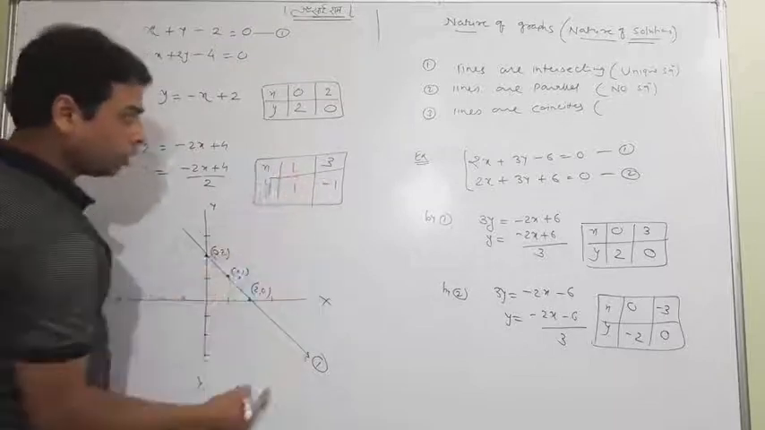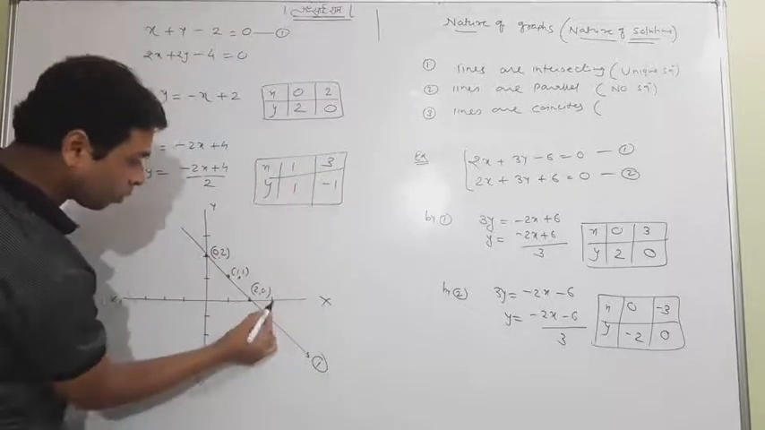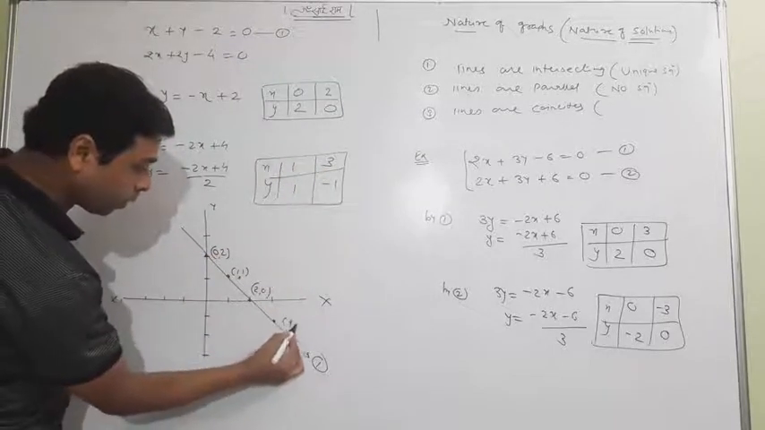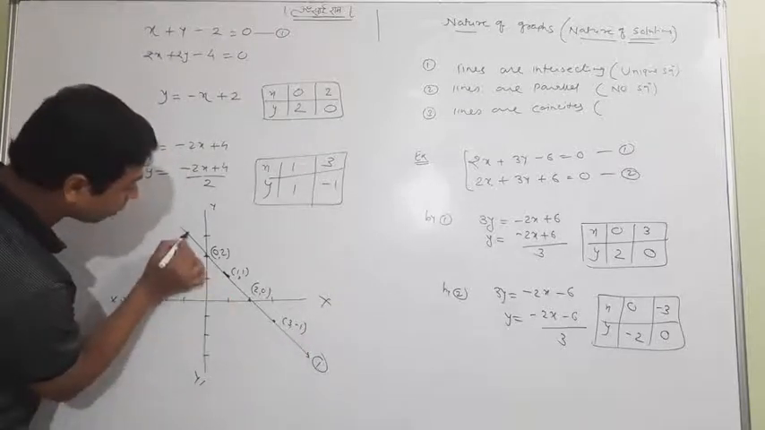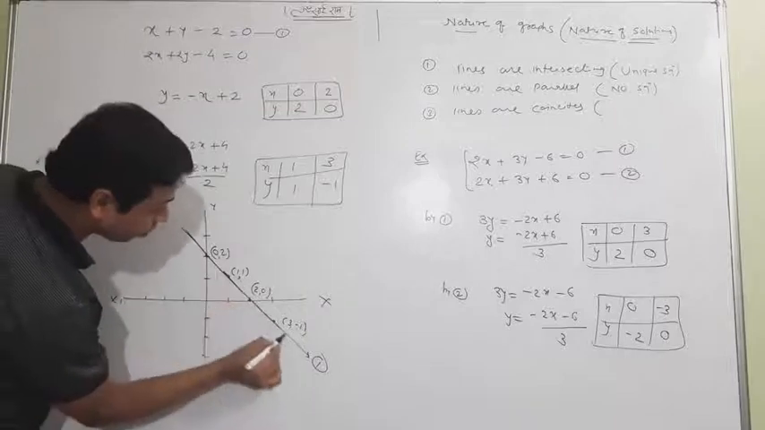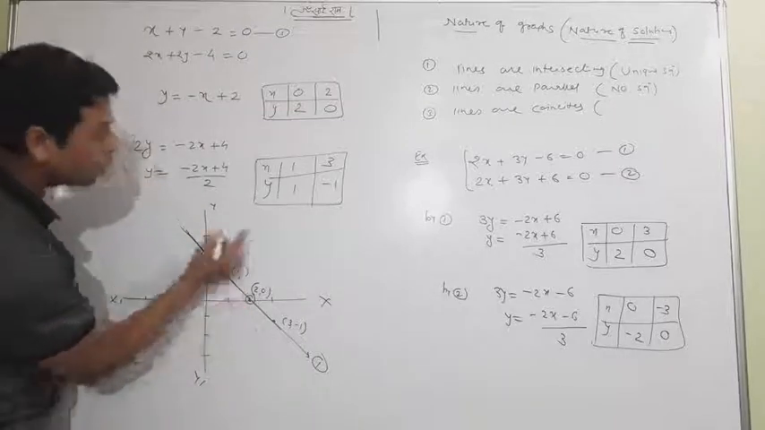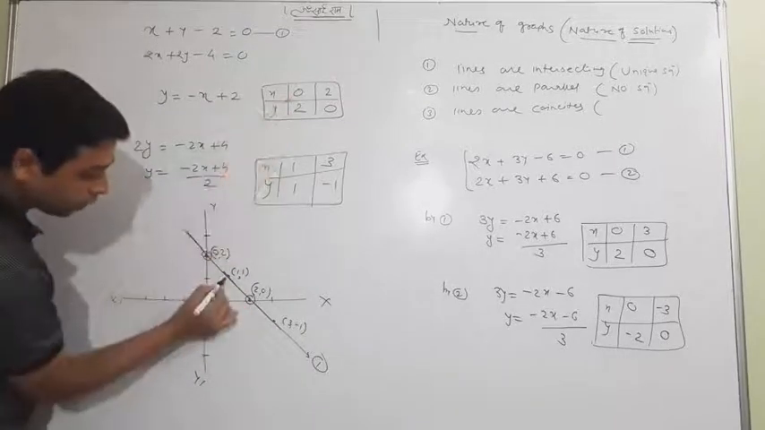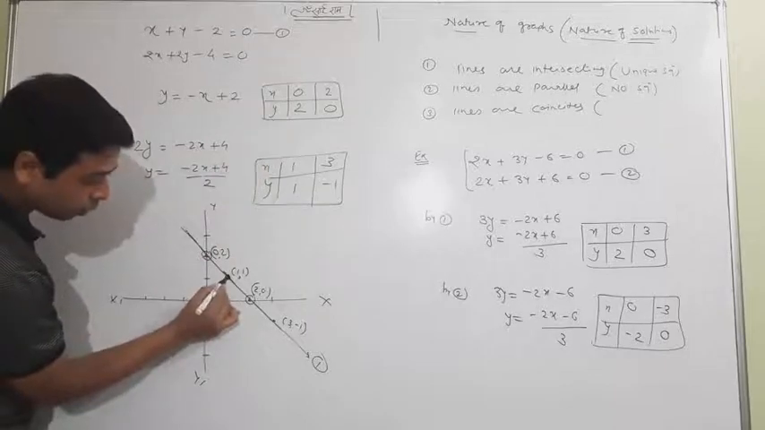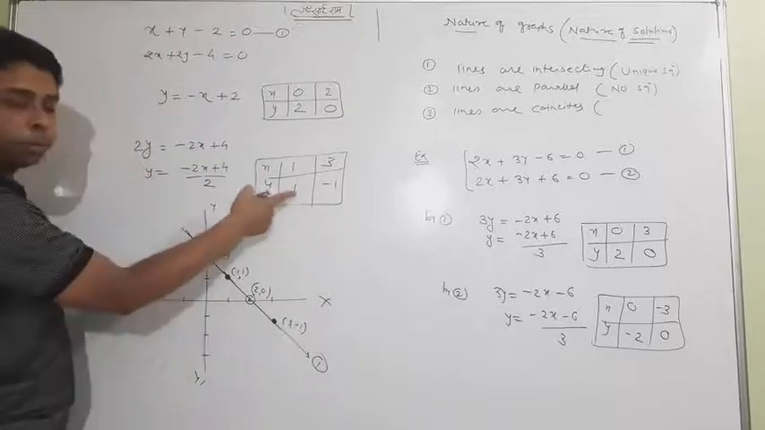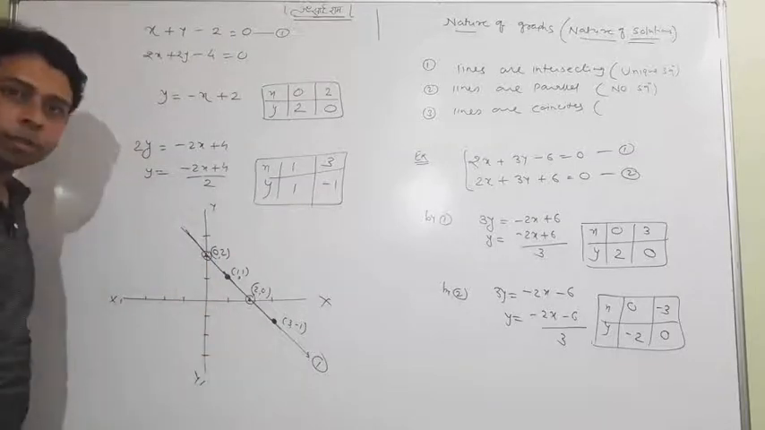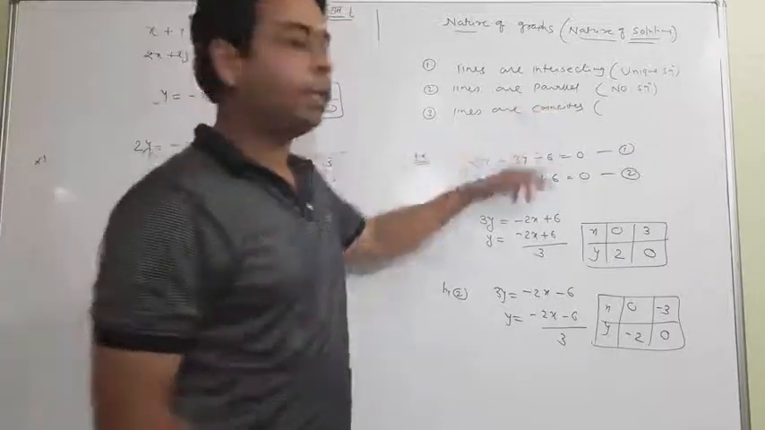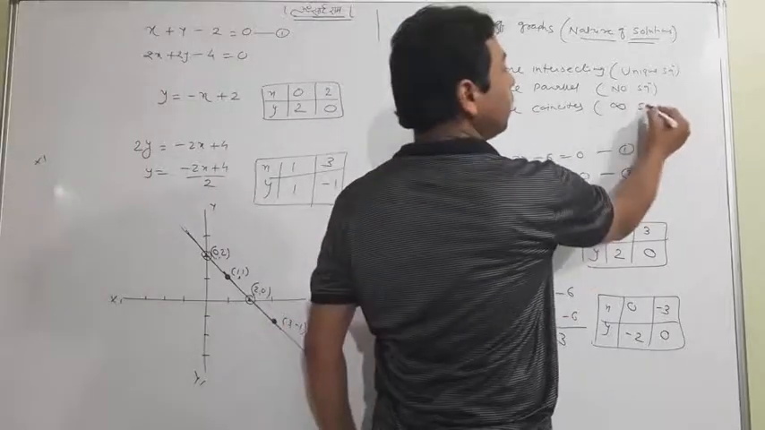And what is 3 and minus 1? This is 3 and minus 1. Very interesting: when you draw the line, you get the same line, because these 2 points we got from this box, and these 2 points we got from this box. When we draw 2 lines, you get one line, meaning the lines coincide. That time the system has infinite solutions.